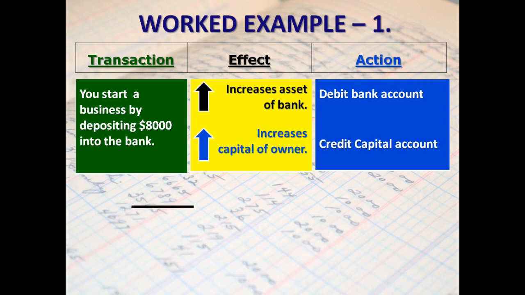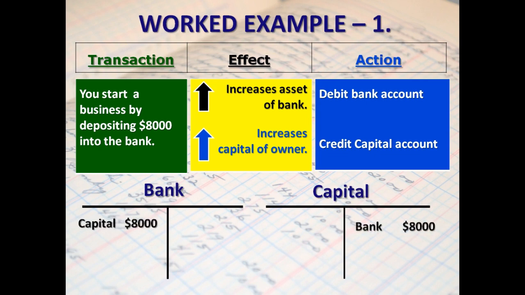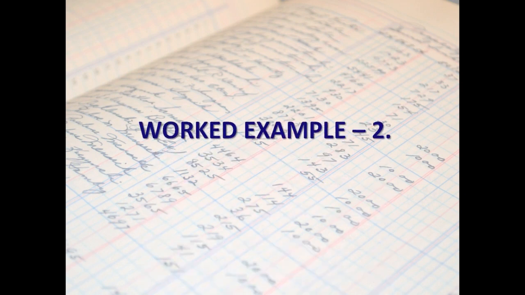Okay, let's now post these transactions into our T accounts. So we've got 2 T accounts. We've got a bank account and we've got a capital account. In the bank account, we're going to debit 8,000, narration capital. In the capital account, we're going to credit 8,000, narration bank. Fantastic. Let's look at another example.